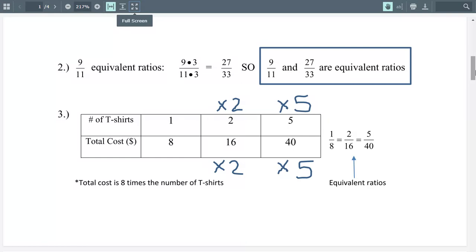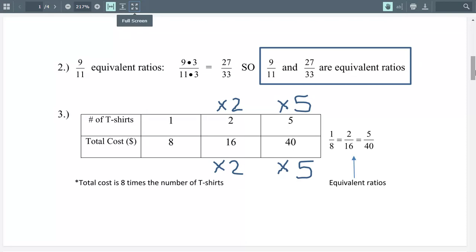I want to fill out this table. So I could put 2 on top. If one shirt costs $8, 2 shirts would mean I take 1 times 2 to make 2, and then take the bottom term, 8, and multiply that by 2 to get 16. So 2 shirts cost $16. So I'm filling out the table as I go. Now your table does not always have to be filled out as 1, 2, 3, 4, 5. Numbers won't always work out like that.